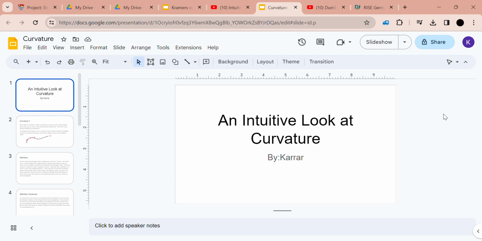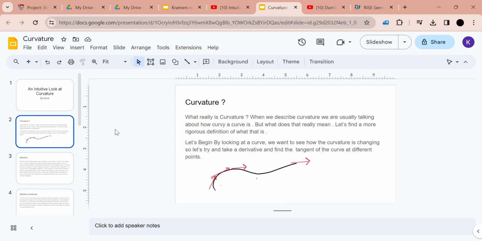So today we're going to be looking at curvature, and I'm looking to give you an intuitive derivation of how we get the formula for the curvature of a curve. So what is curvature? We're talking about how curvy a curve is, but what does that mean? Let's look at a curve.